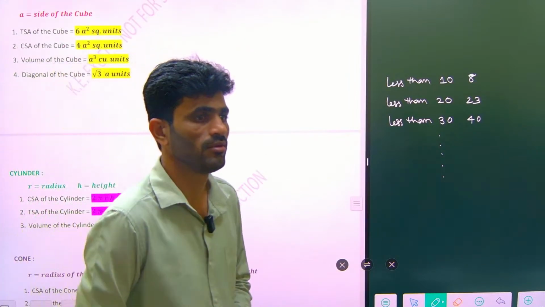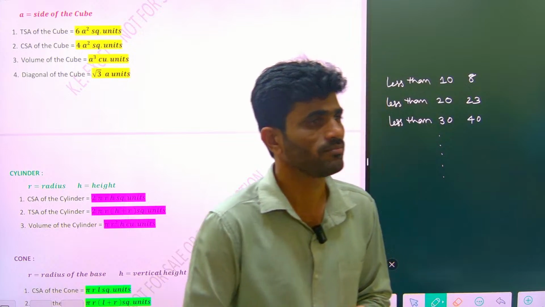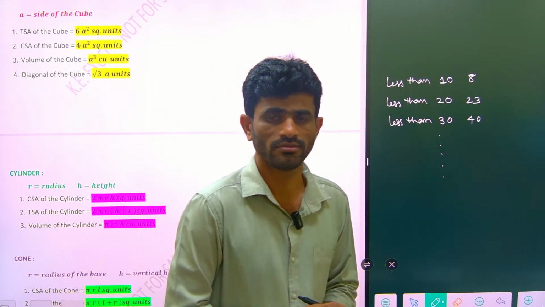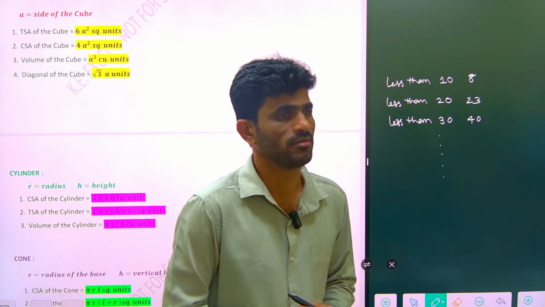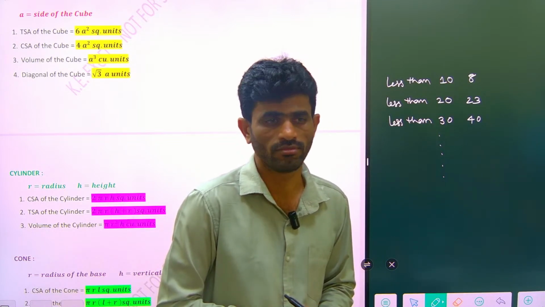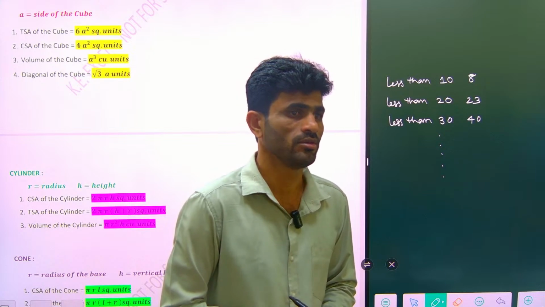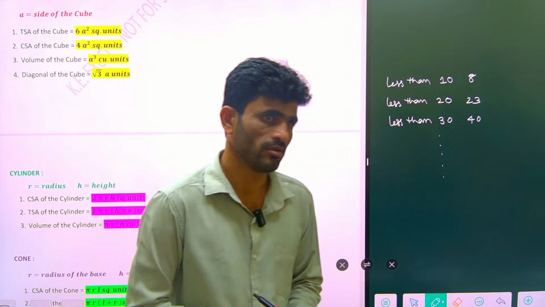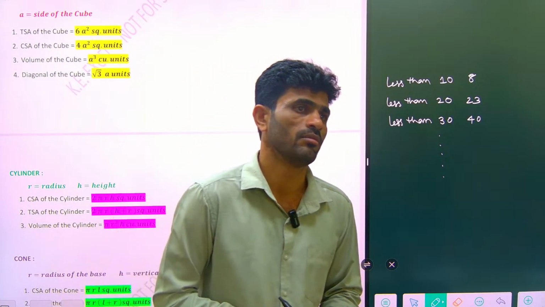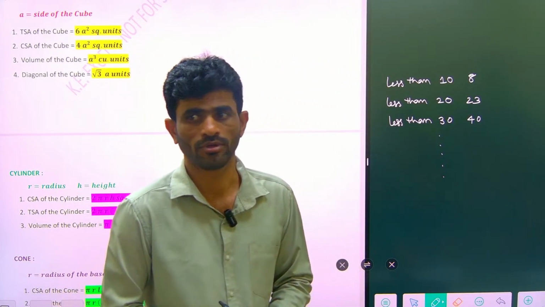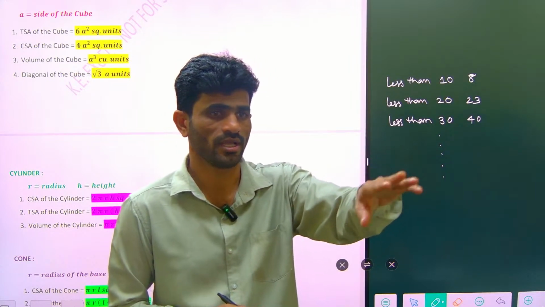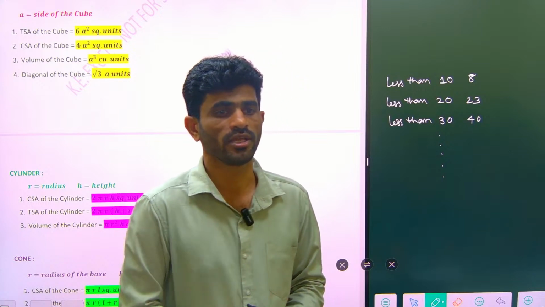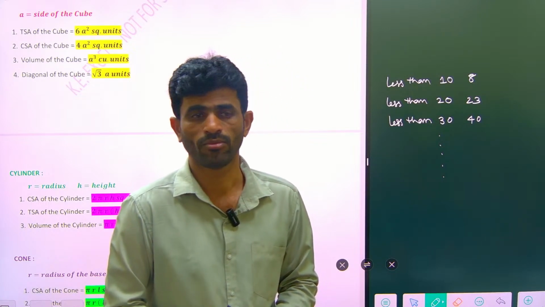Randomly I ask. Punit, for cone, LSA, TSA? Pi r (r plus l). Volume, good. Vipra, cylinder, LSA: 2 pi r h. TSA: 2 pi r (r plus h). Volume: pi r square h. Good. Understood? Not only this sample I asked, but all those individual solids, if you know, then only you can answer all the different types of problems.